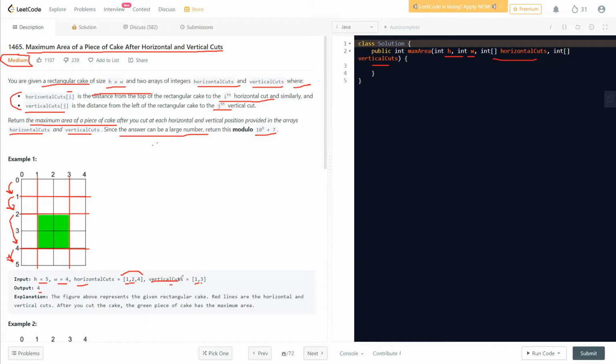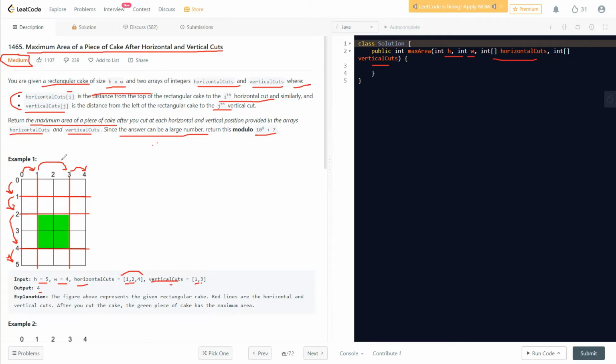Then we have vertical cuts. Let's understand the same thing: what is the maximum distance we have? 0 to 1 is a distance of 1. 1 to 3 is a distance of 2 units. Then 3 to 4 is a distance of 1 unit. Look carefully: the maximum difference in the horizontal cuts is 2 units, and the maximum difference in the vertical cuts is also 2 units.